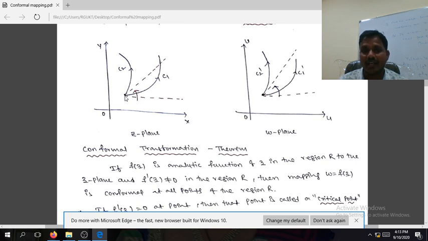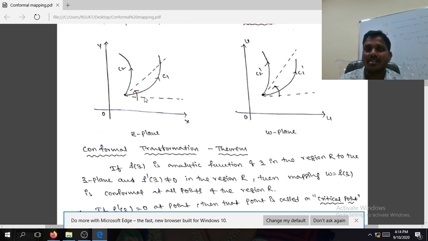Under the mapping w is equal to f of z, the corresponding point in the w plane is P dash with the coordinates u0 comma v0. C1 is a curve in the z plane, and the image of C1 is C1 dash here. The image of C2 is C2 dash here. C1 and C2 intersect at a point P in the z plane, and C1 dash and C2 dash intersect at a point P dash in the w plane.